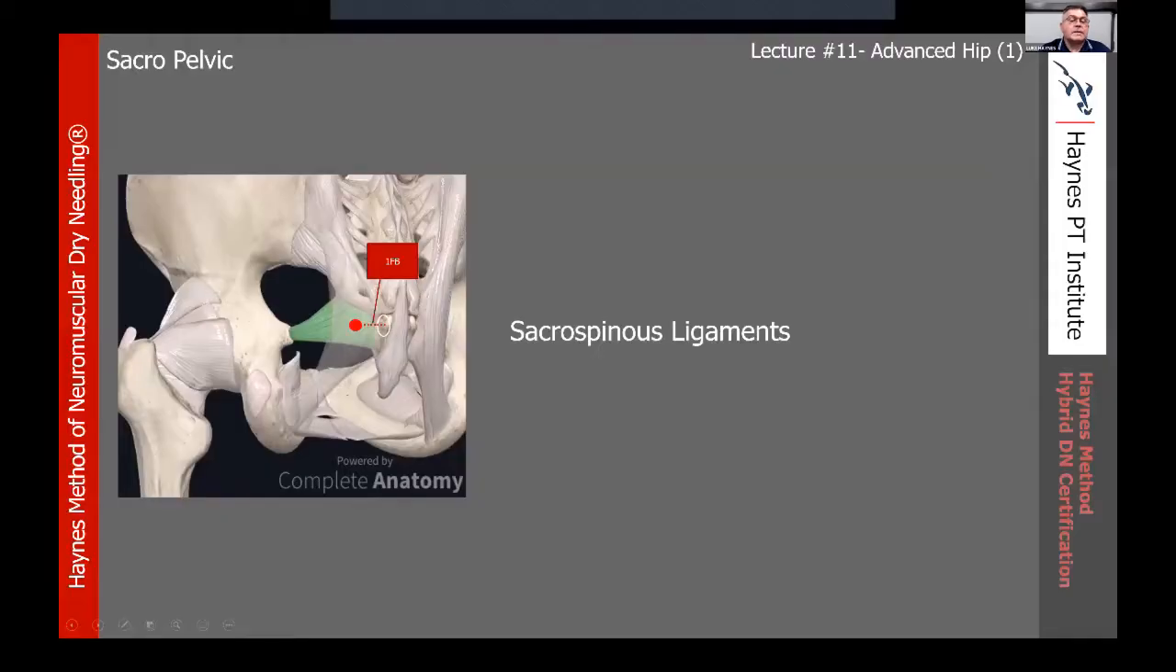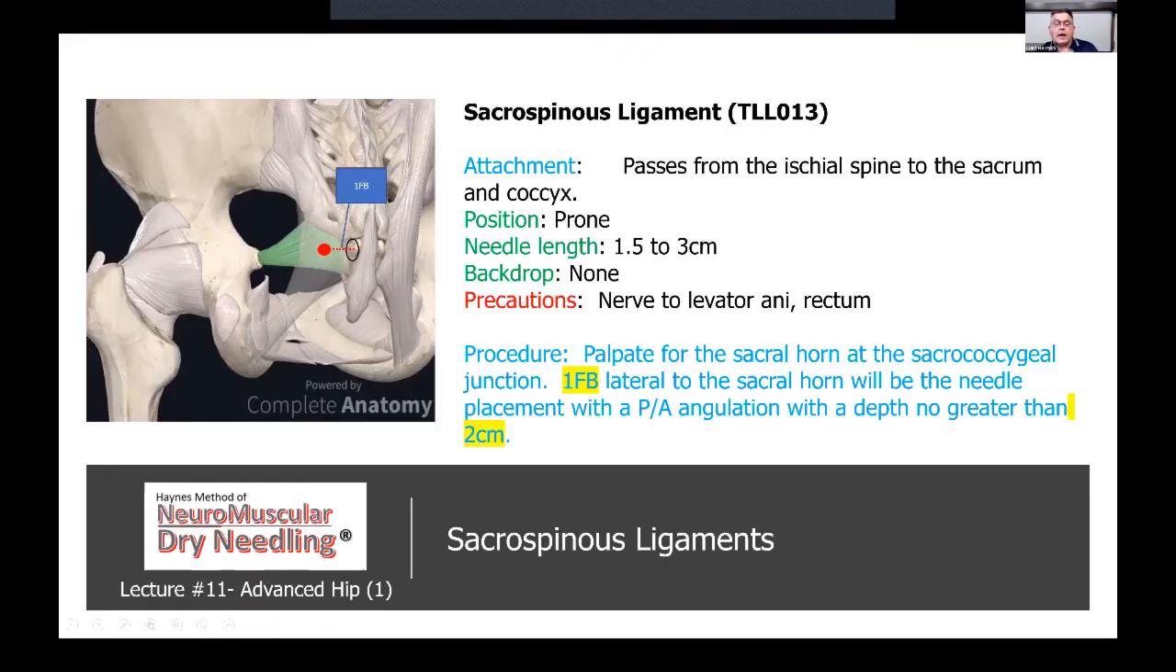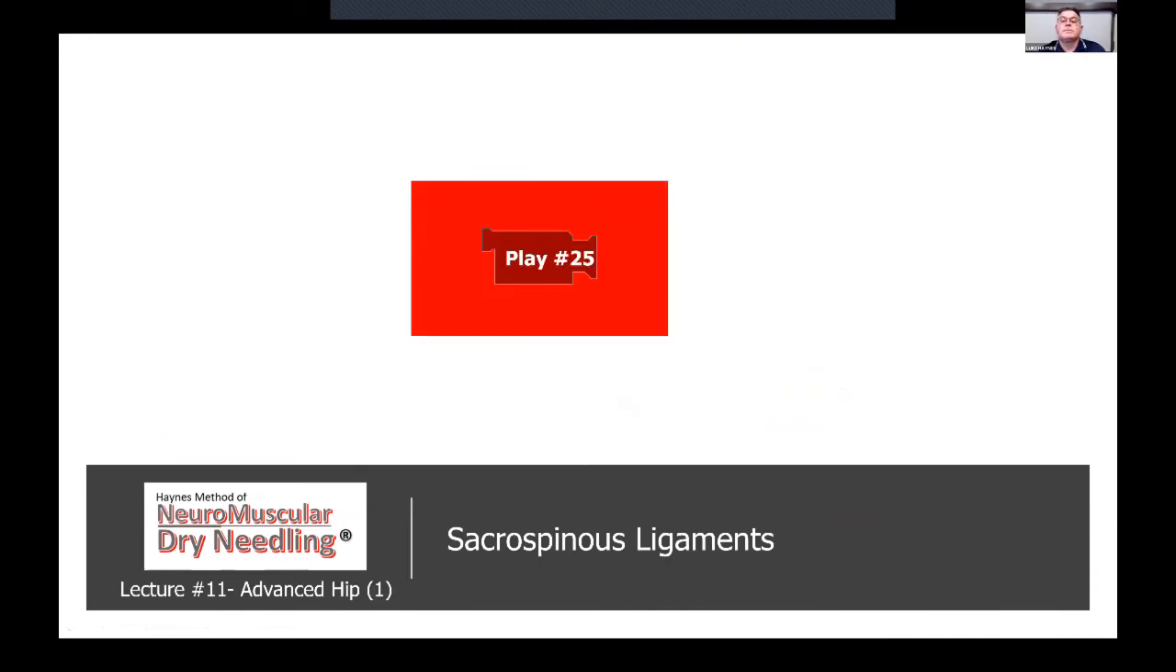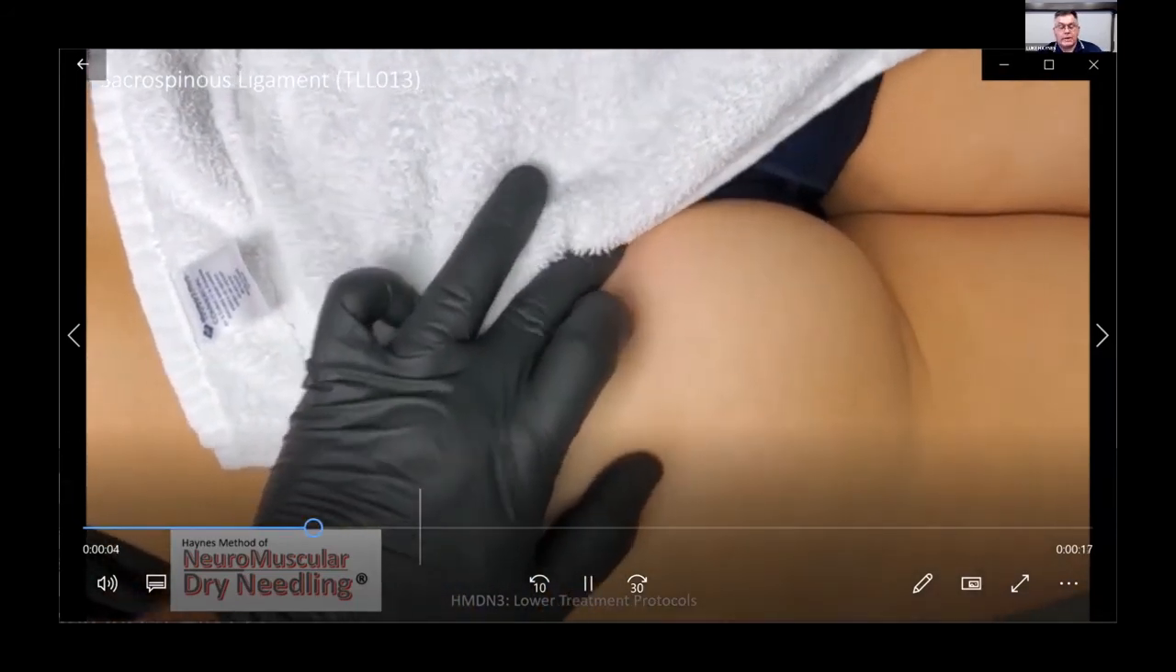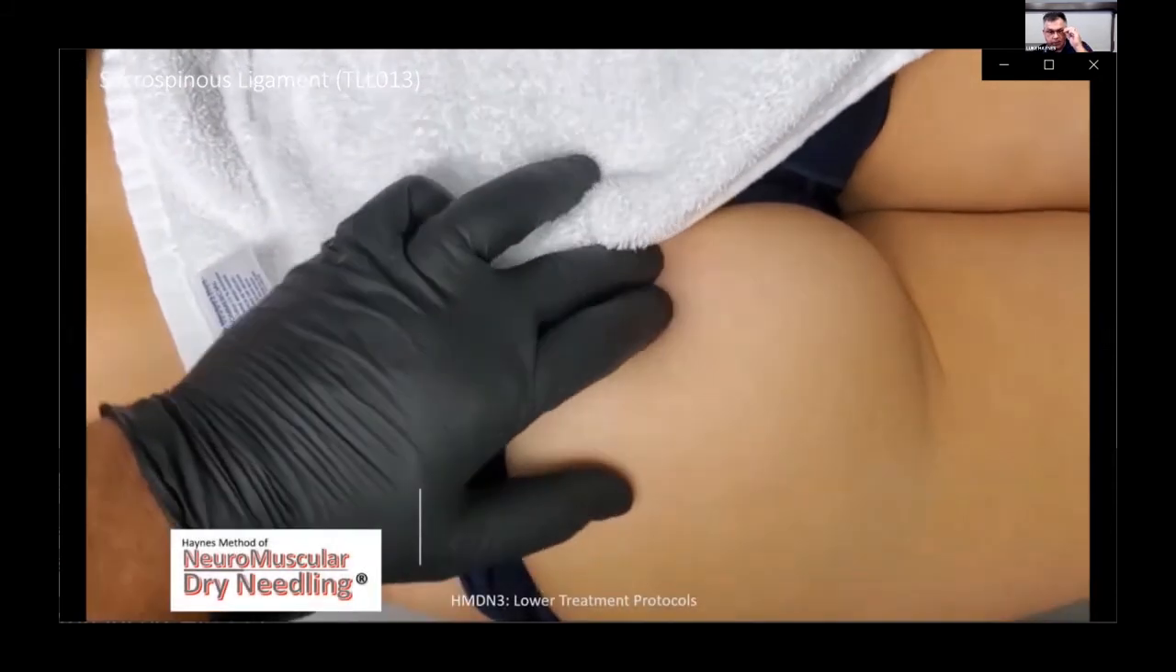For the sacrospinous ligaments, this will be the same way that we will needle the coccygeus. We'll find our test location at the sacrococcygeal junction. We're going to move 1 finger breadth laterally, and we will add up to 1.5 centimeters to that. Total depth no greater than 2 centimeters. So again, talk to your patient about what you're doing.